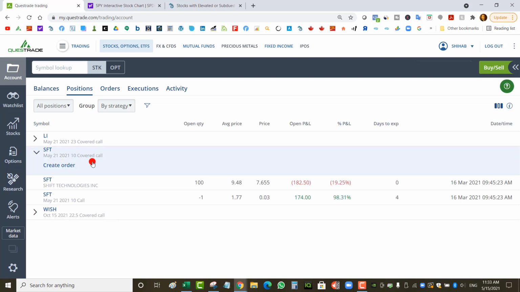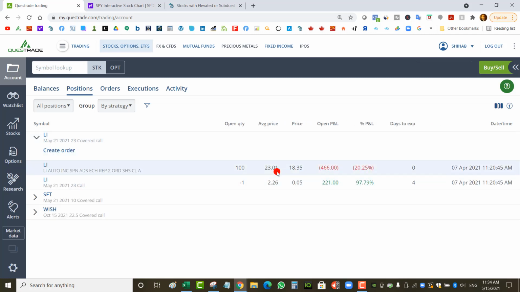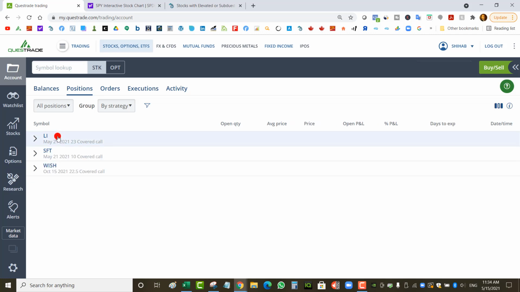This one's not bad. If you look at the open P&L on the shares and the covered call, it's showing a small loss. So this one's not a big deal. And I think this one's bad. Yeah. So this one, my cost is around $21. And as you can see, the stock's trading at 18. But all I could do is sell covered calls, try to sell it above my strike if possible, and wait until the stock comes back up.